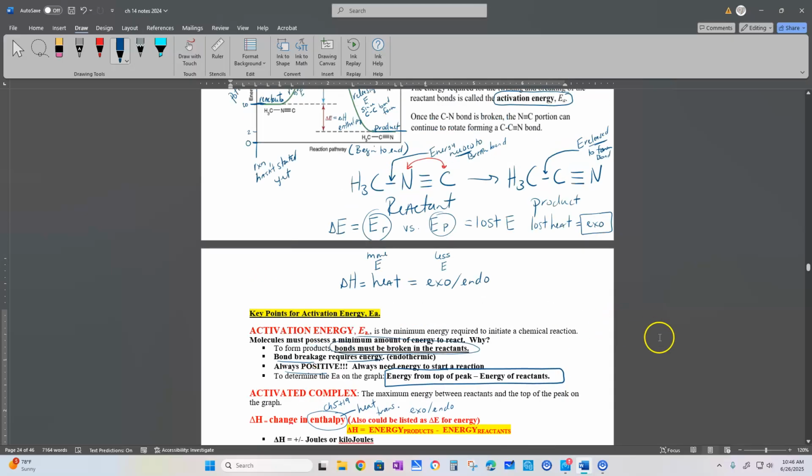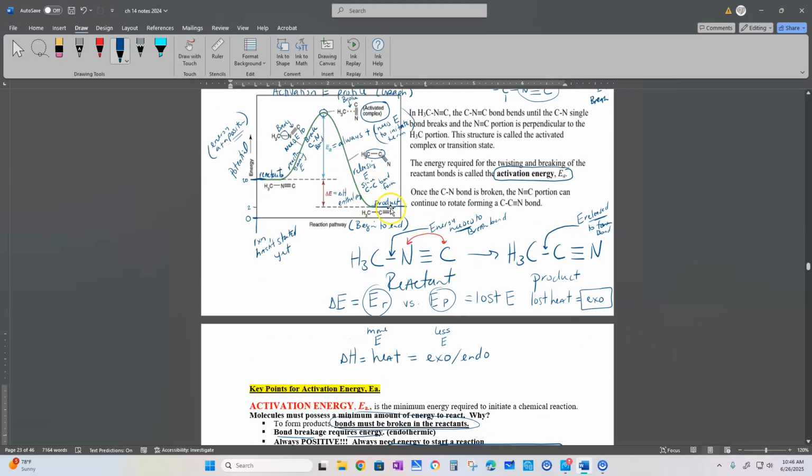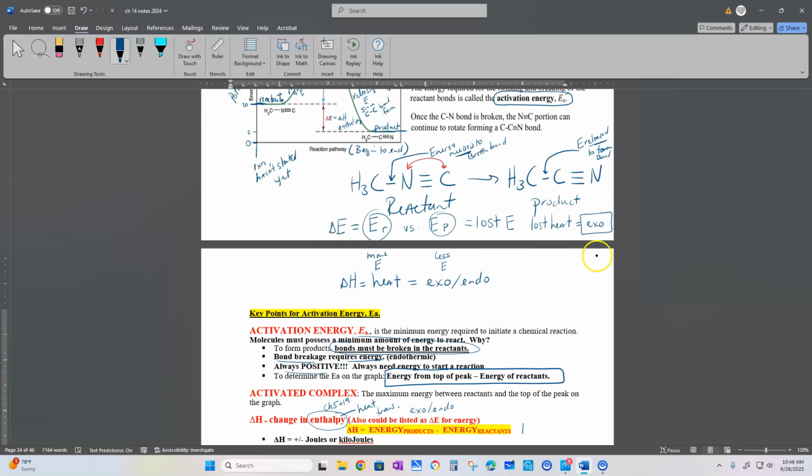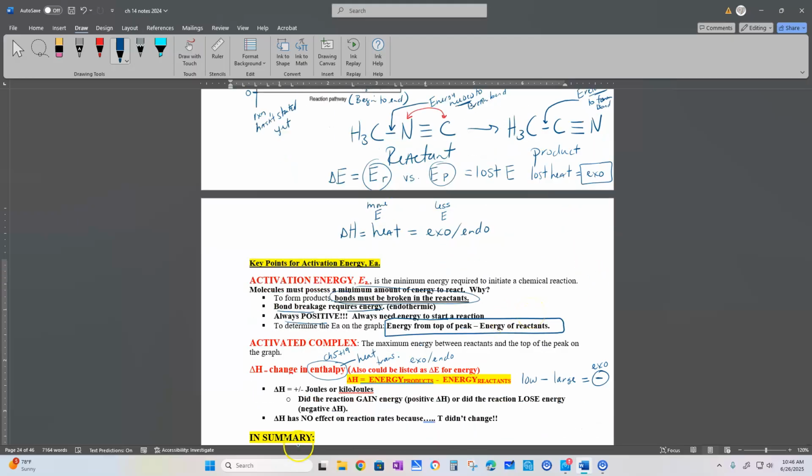So notice in the graph that we had right here, we ended up with a lower energy number, so maybe it's a low number, minus a large number, a big number, and that low minus large, that's what's going to get us a negative value, and that negative value means exothermic, okay? And we're going to use some values in just a second.